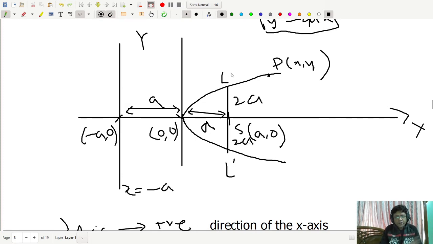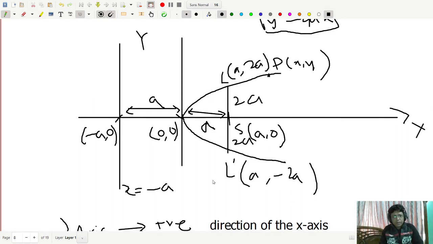So what are the extremities of the latus rectum? The coordinate of L is (a, 2a), right? And L dashed is (a, minus 2a). Okay, so these are the extremities of the latus rectum. Clear? So these are the important things for a parabola.